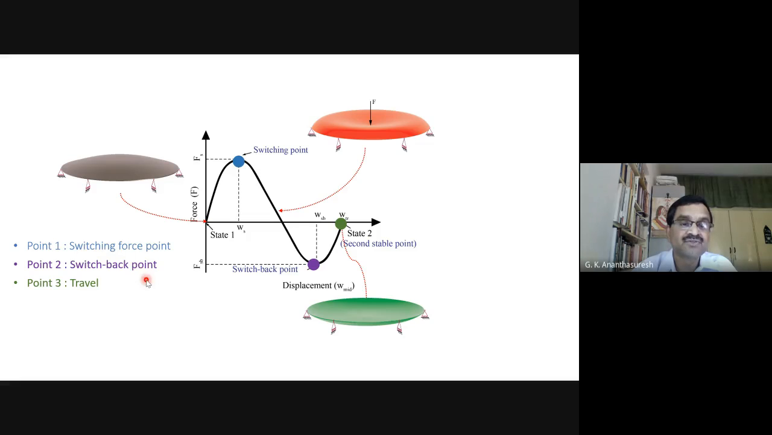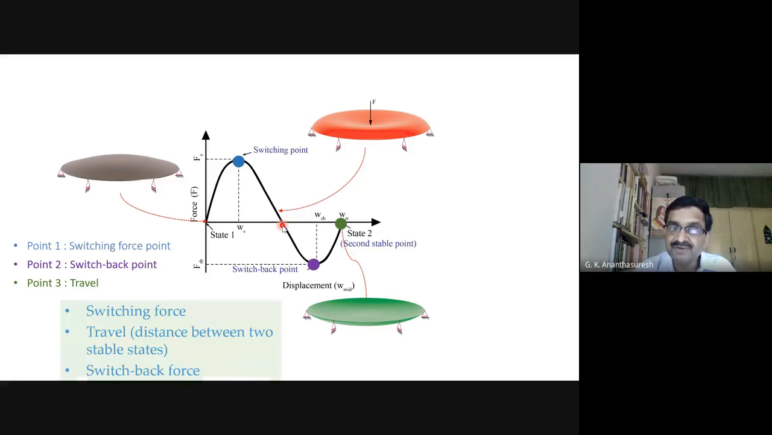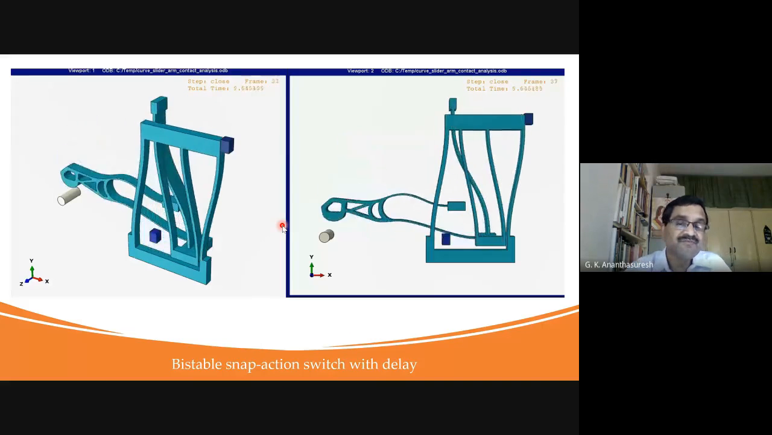And there are a lot of parameters. What is the switching force? What is the switchback force? And how much does it travel from here to there? And what is this force? What is this force? All of those. And where does it actually become unstable? All these are parameters you can control in designing these bistable elements, either arches or shells. And we can use them in many different ways.